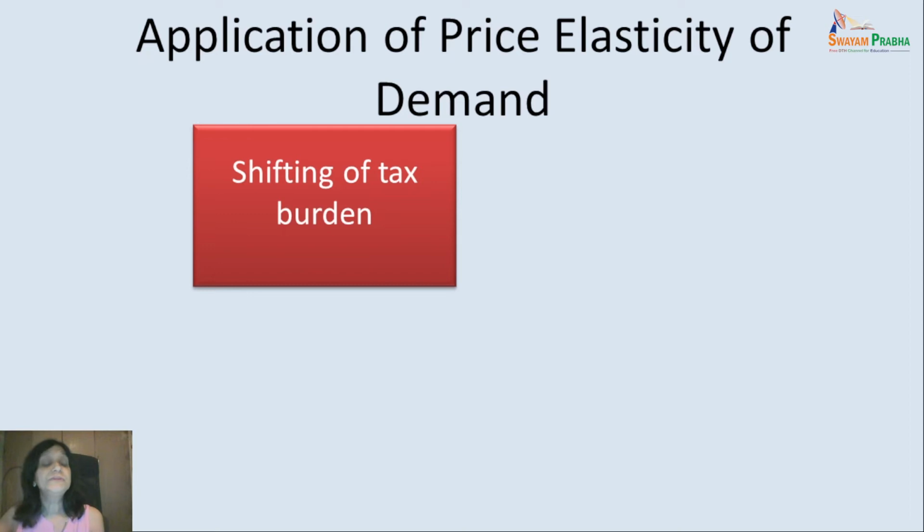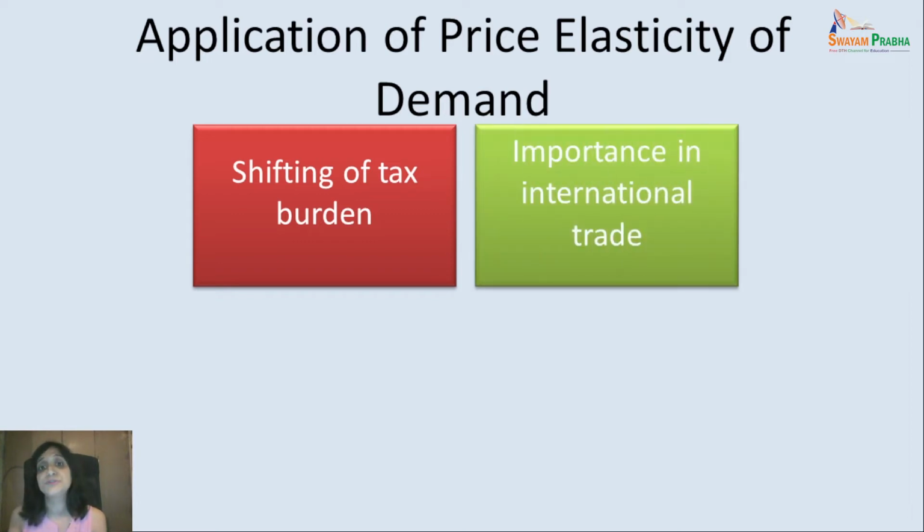Whereas if the demand is elastic, the producer will take a greater share of this tax burden, because he will not be able to shift a greater part, knowing that a higher increase in price will lead to a greater reduction in the demand of this product. So that's shifting of the tax burden.